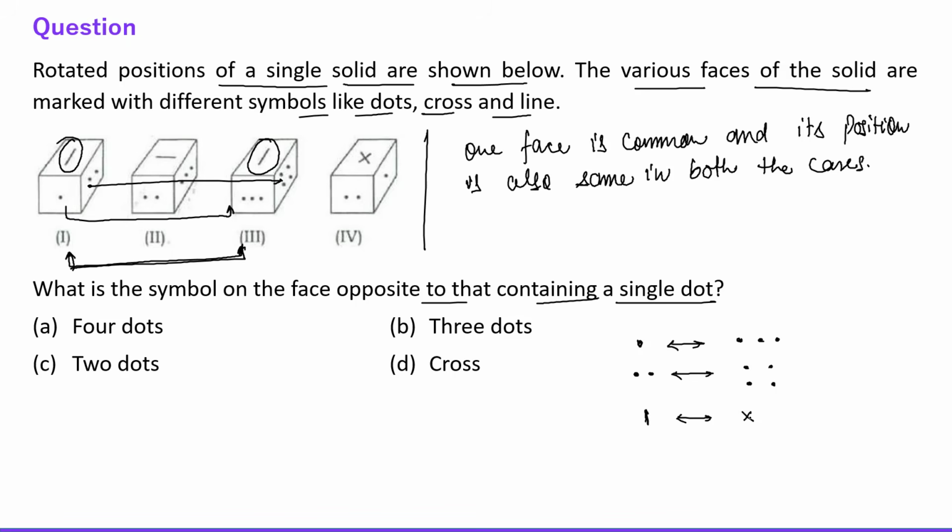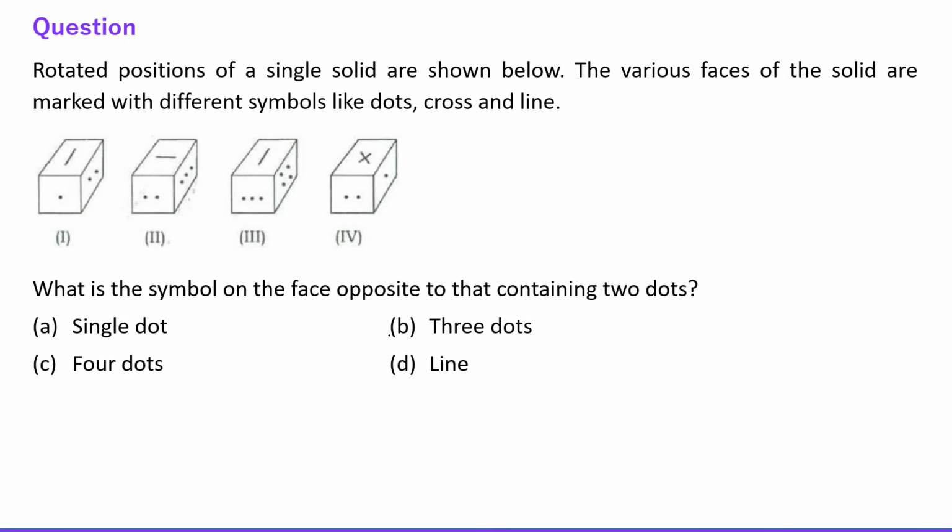So now let's talk about the question. What is the symbol on the face opposite to single dot? Single dot is opposite to 3 dots. The answer is B option. After that, what is the symbol on the face opposite to the one containing 2 dots? So 4 dots will be opposite to 2 dots. C option. After that, what is the symbol on the face opposite to the one containing the cross? Then obviously line. Line is the only option which is left. So the correct answer is line.